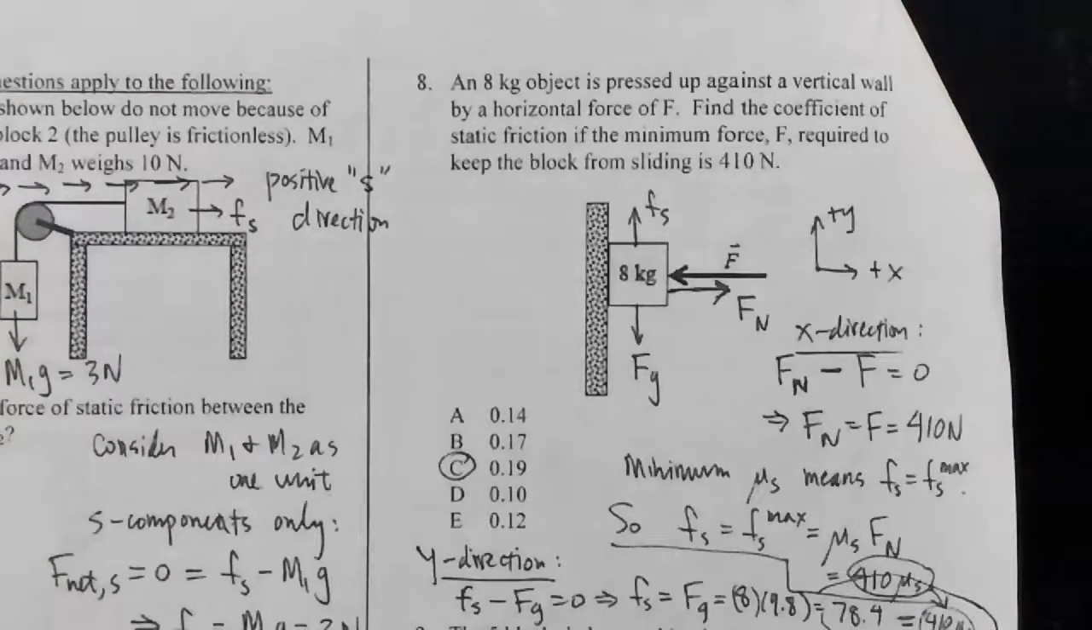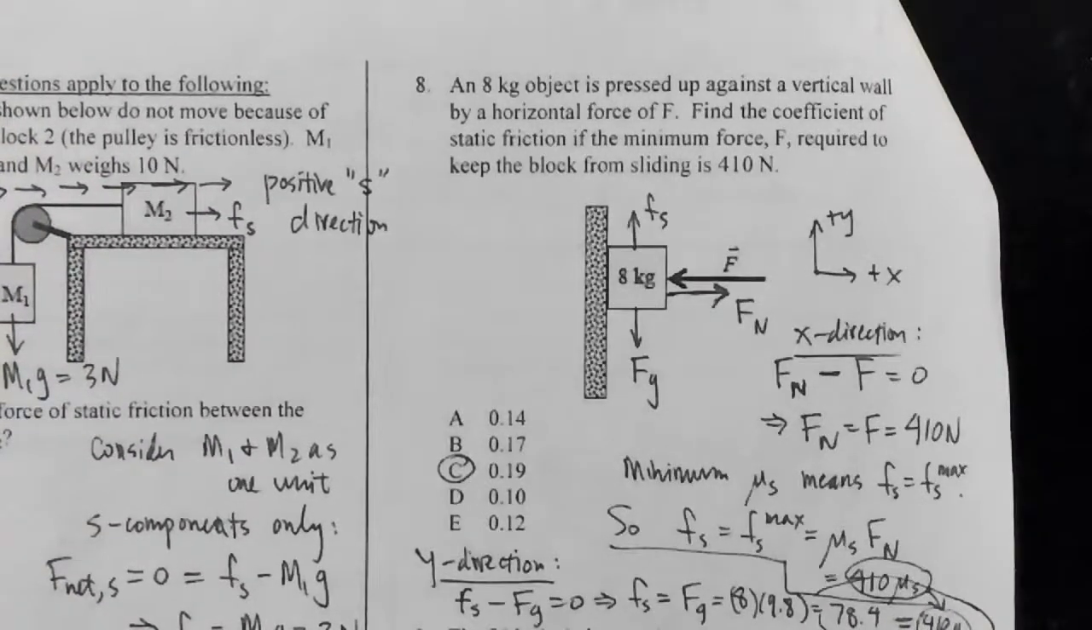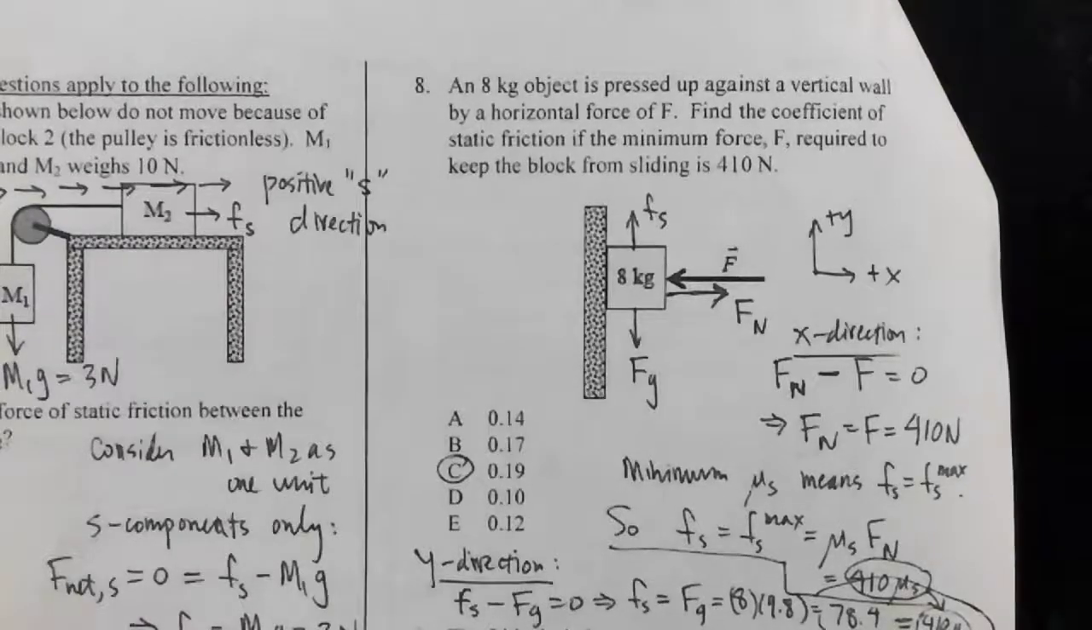Any other questions? Yeah. Coefficient is just a ratio of two things with the same unit, so there's no units. Okay, let's go on.